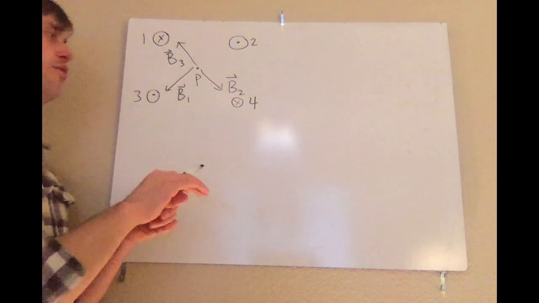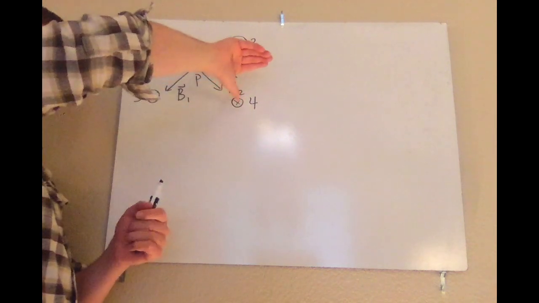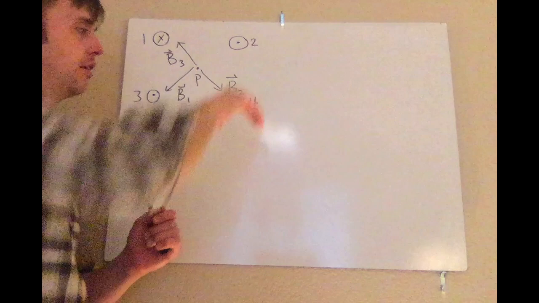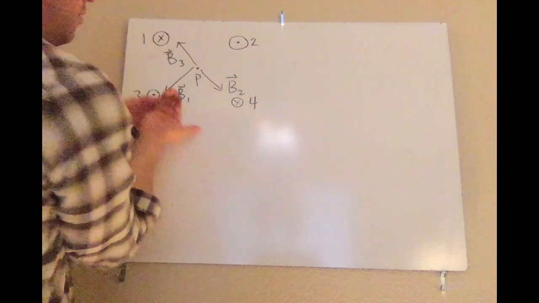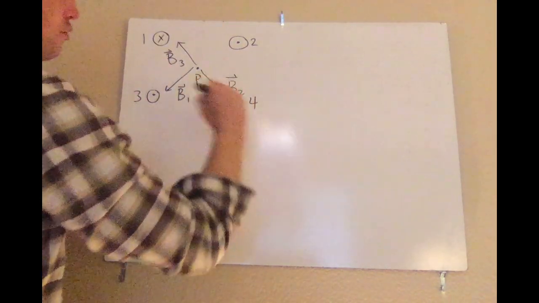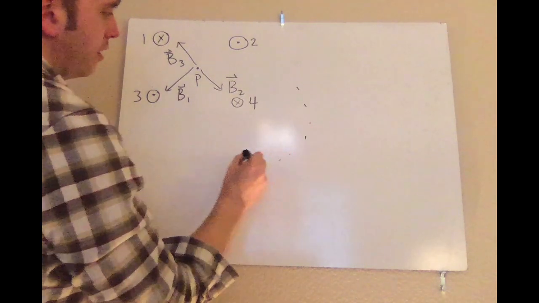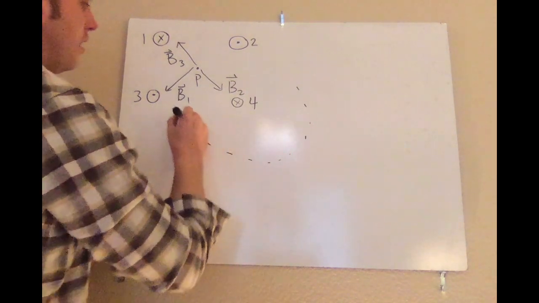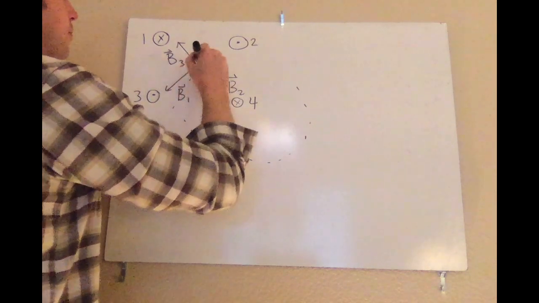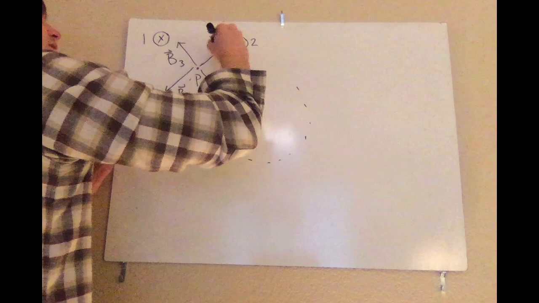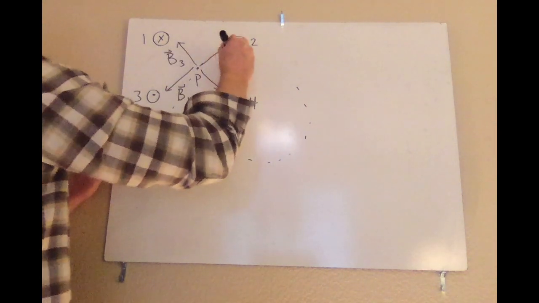Now, with wire number 4, my thumb is going into the page because that's the direction of the current. Now my fingers curl around. So here, let's actually draw this one out. So B4, this magnetic field, again, it forms loops around the wire. Once we get to point P, it's going up and to the right.